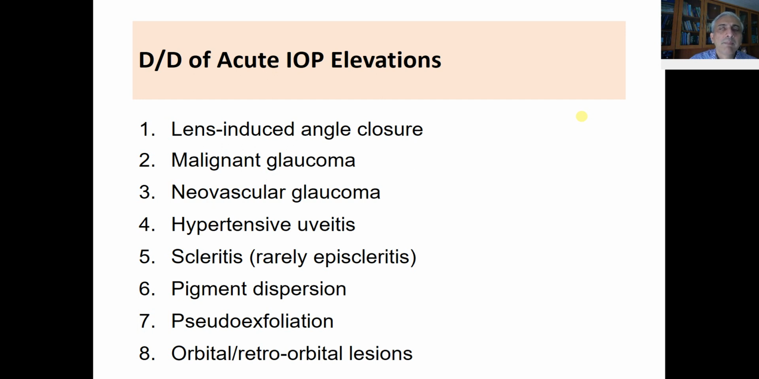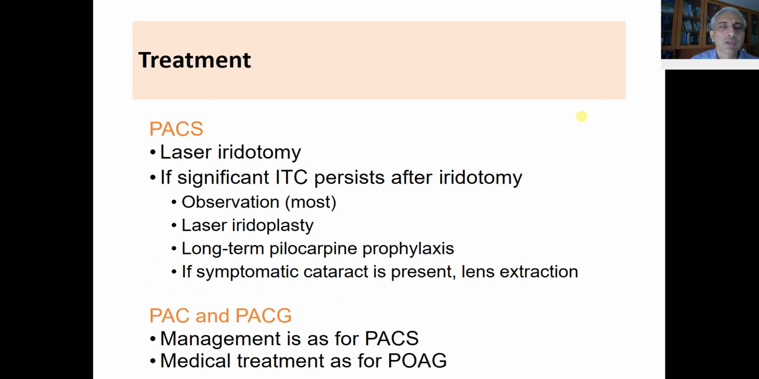Scleritis. Pigment dispersion, meaning pigment is released from the surface of the iris and occludes the angle trabecular meshwork, which will cause glaucoma as well. Similarly, pseudoexfoliation is a fibrillary material which forms with age in patients, and that also causes occlusion of the angle. And then retroorbital or orbital lesions can obviously push the eyeball and its contents forward and cause intraocular pressure rise.